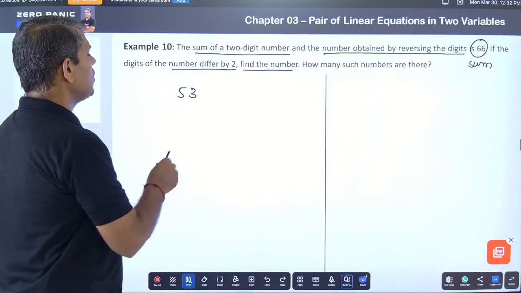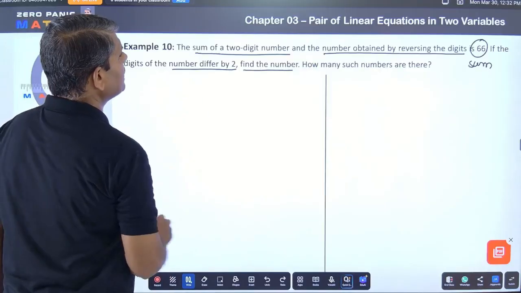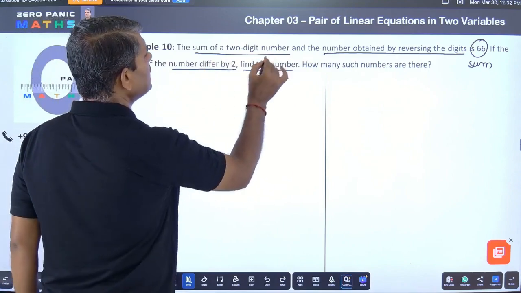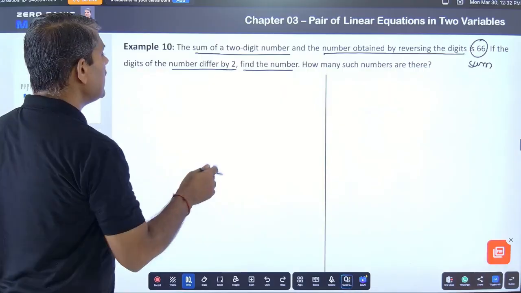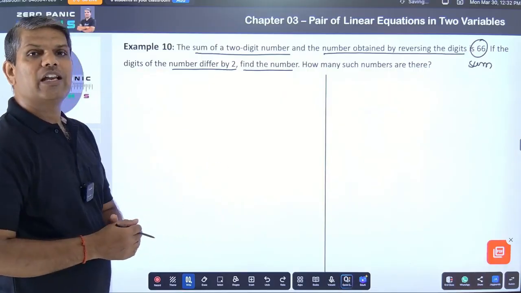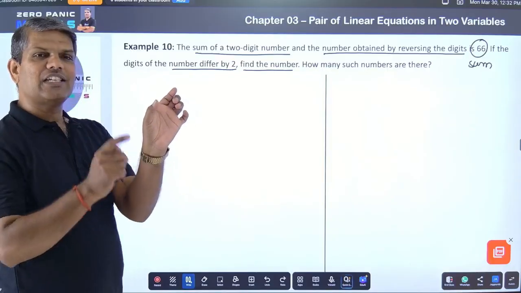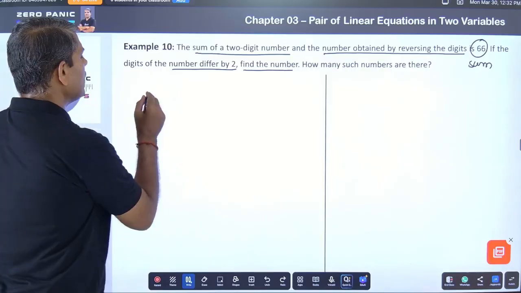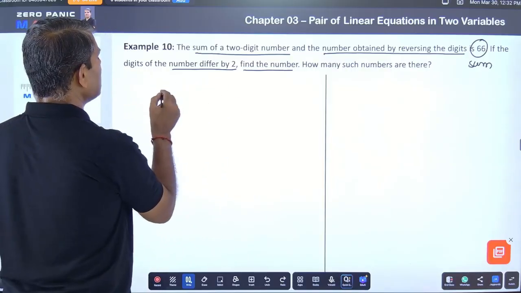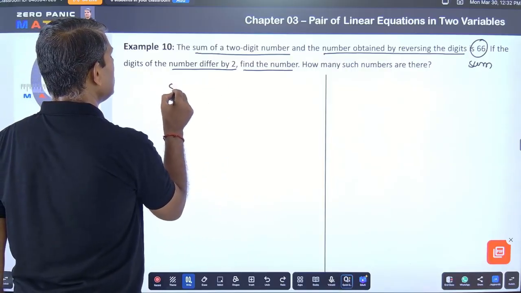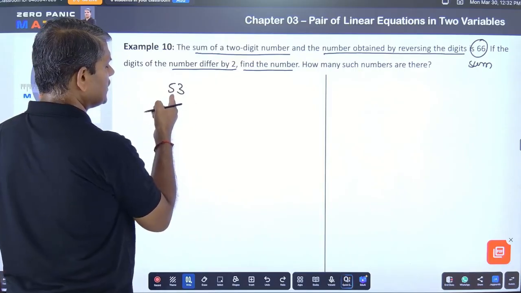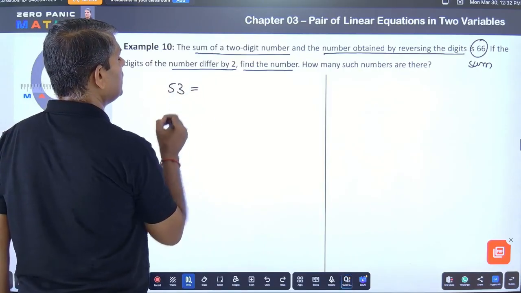Now assume the first two digit number. How do we represent a two digit number? By the tens digit and the ones digit. So for example, let us see how a two digit number is represented. Suppose it is 53, let us take 53.